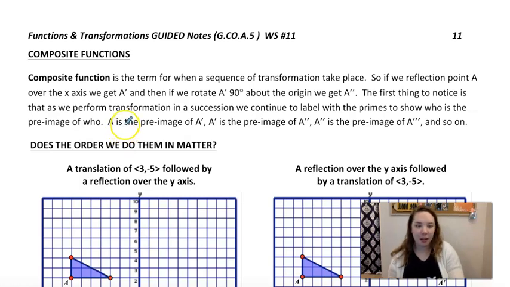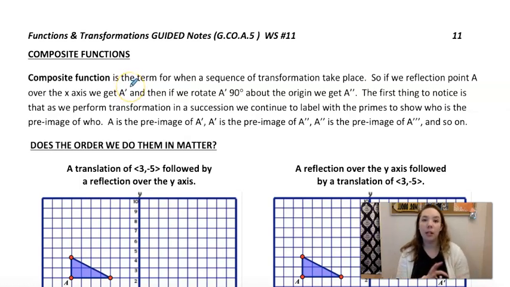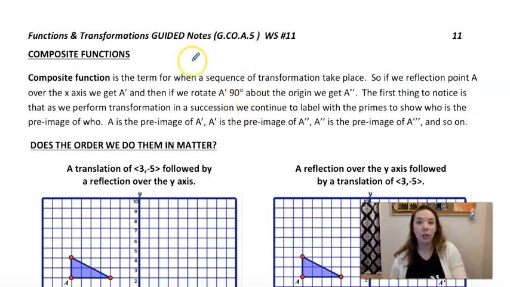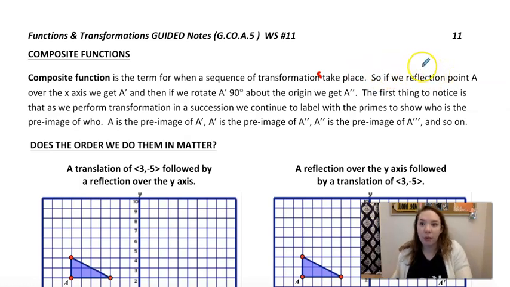All right, guys, today we are talking about composite functions, and that essentially means a combination of transformations. So more than one combined would be a composite function. It's a term for when a sequence of transformations take place.